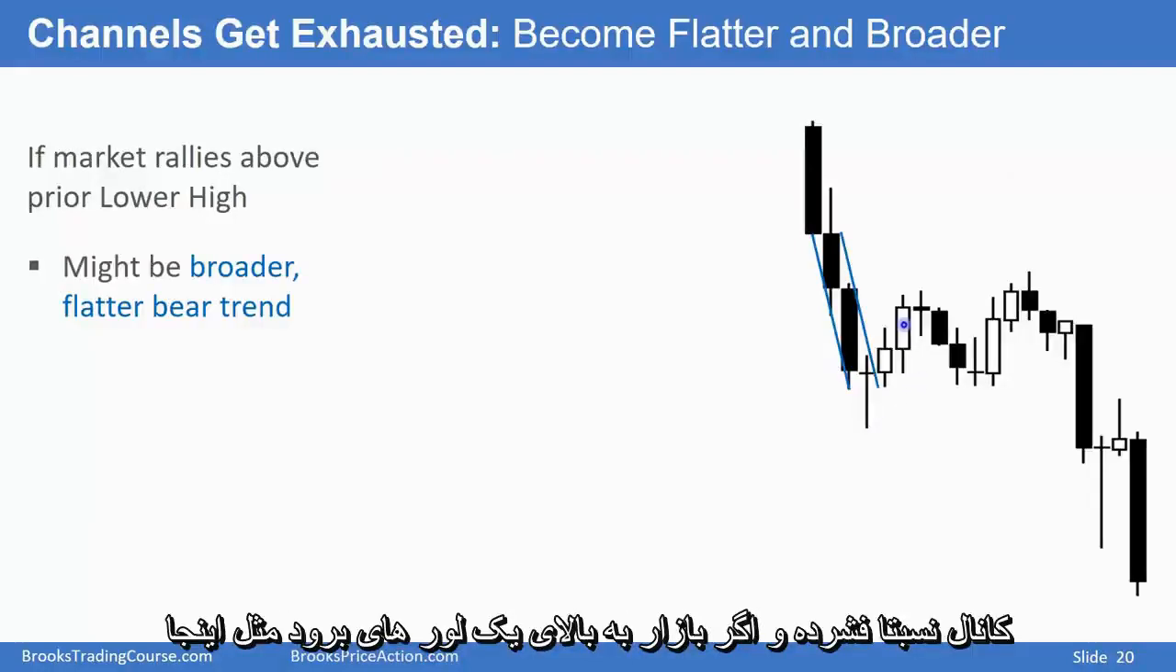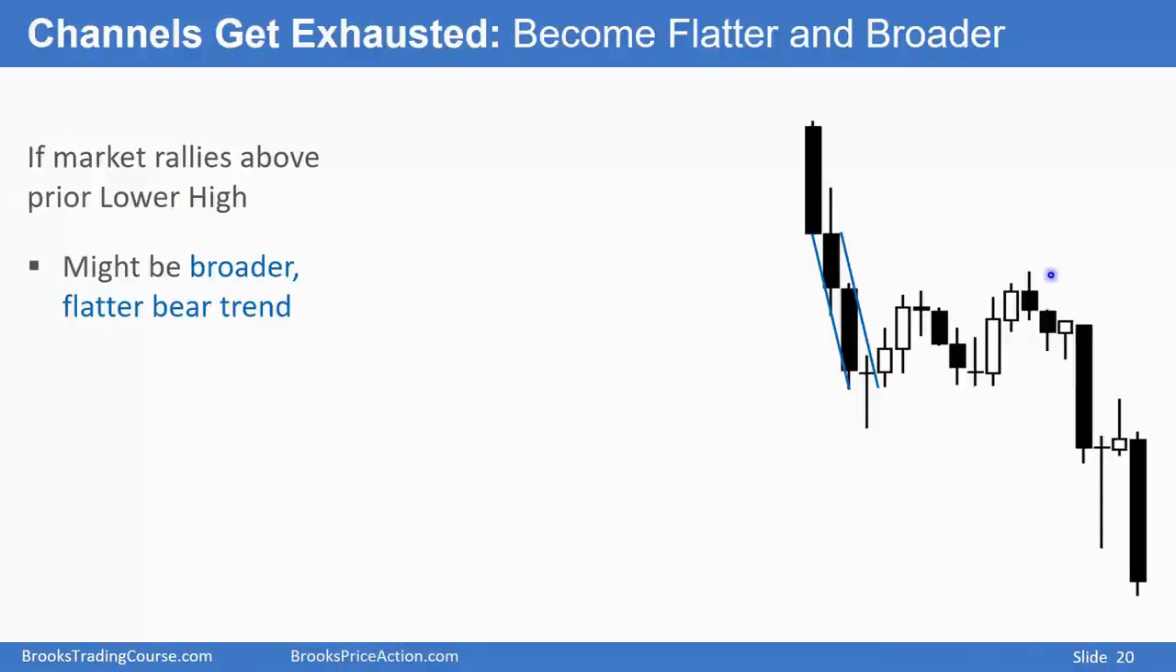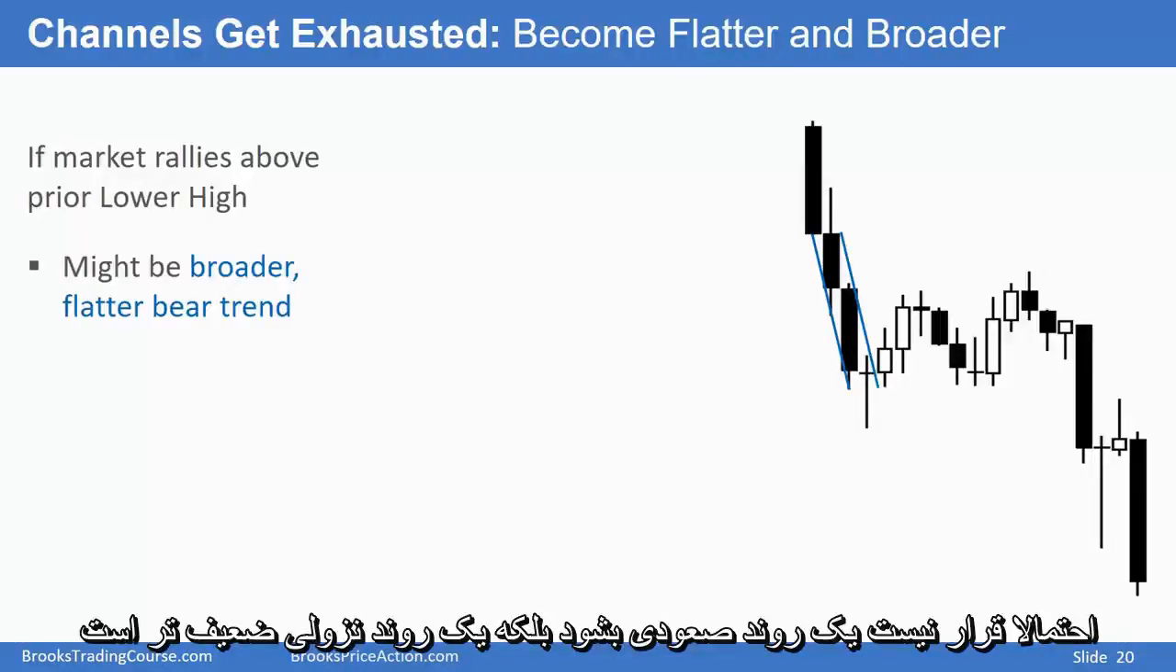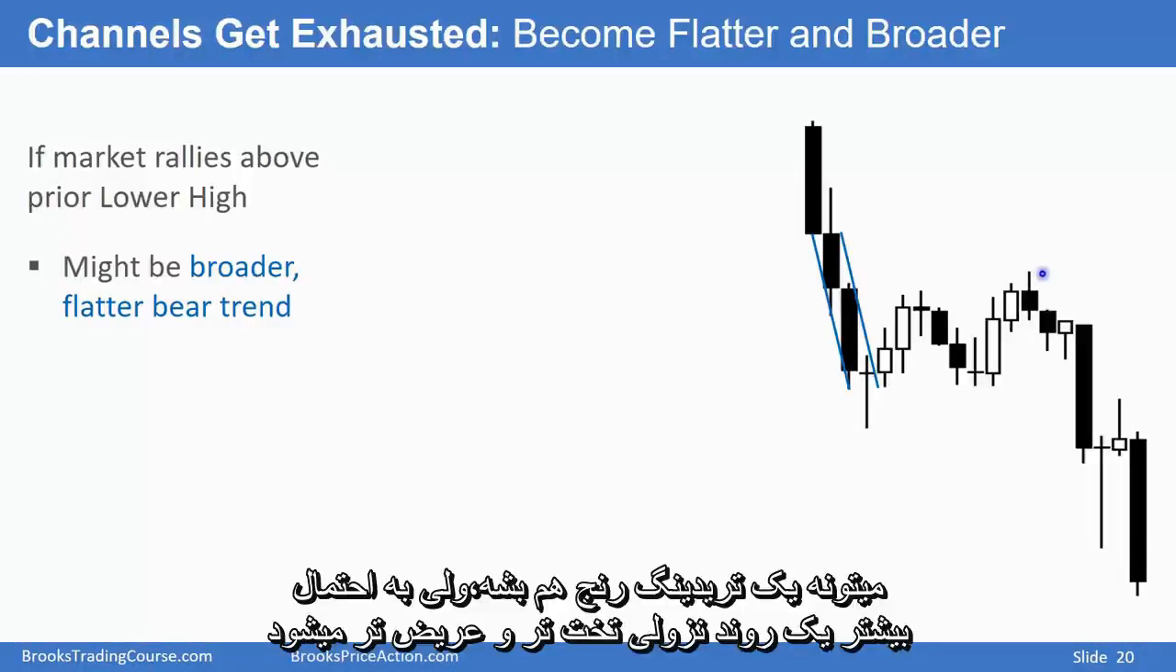Pretty tight channel. And if the market trades above a lower high, as it did here, it's probably not going to be a bull trend, but it could be a weaker bear trend. It could be a trading range, but more likely it's going to be a weaker bear trend. Broader, flatter.